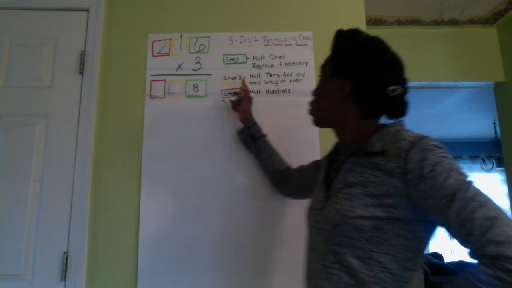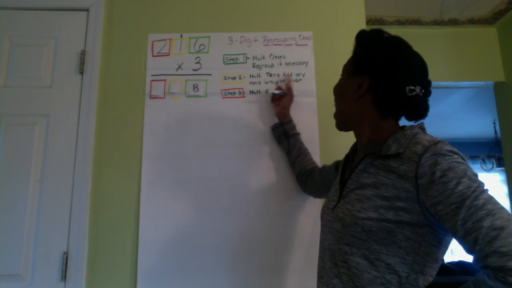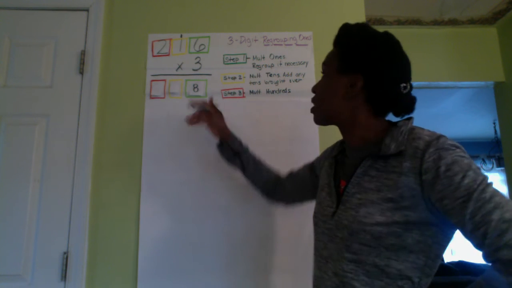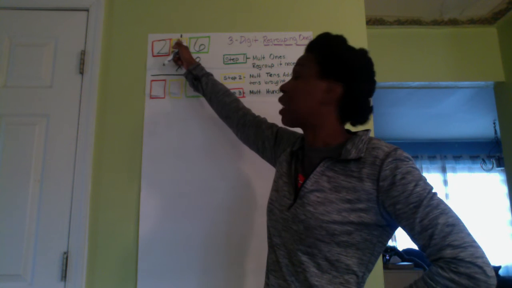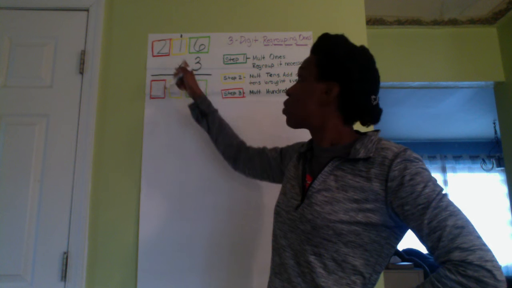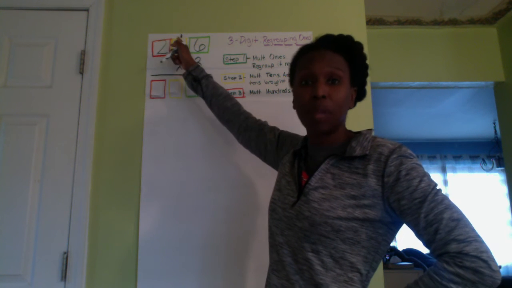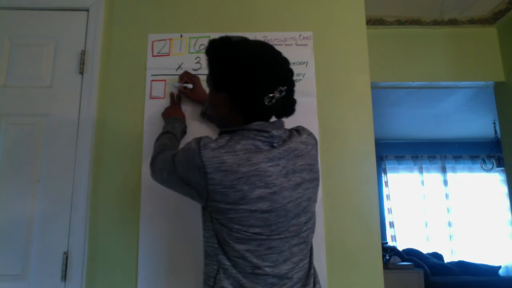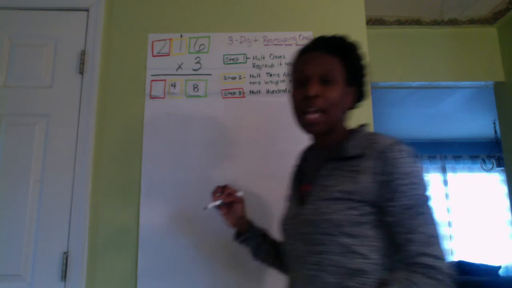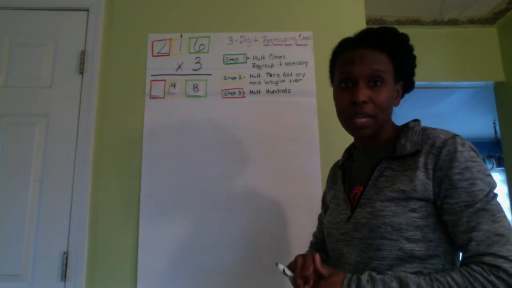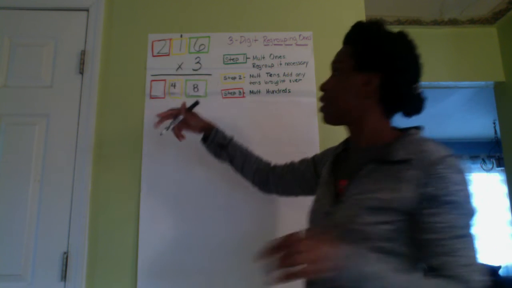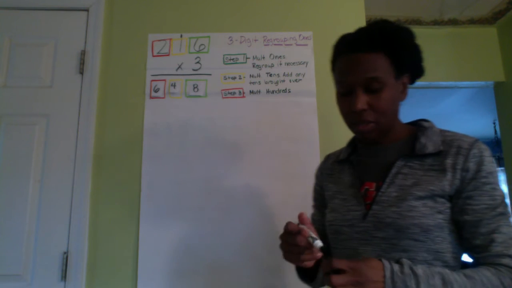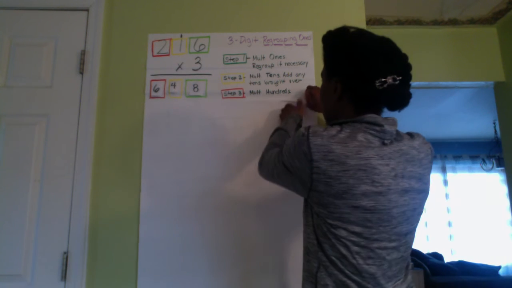And then step 2, it says multiply the tens, and then add any tens brought over. So we have 3 times 1, which is 3, and we did bring a 10 over. So it's 3 times 1 plus 1, which is 4. You write the number 4 in there. And then lastly, step 3 is to multiply in the hundreds place. So we'll be multiplying 3 times 2. 3 times 2, class, is, yes, it's 6. So 648.